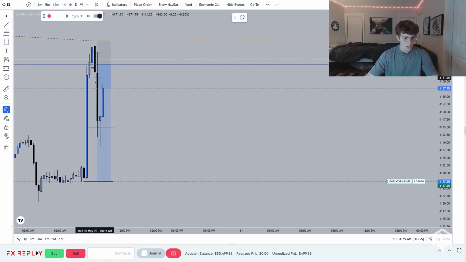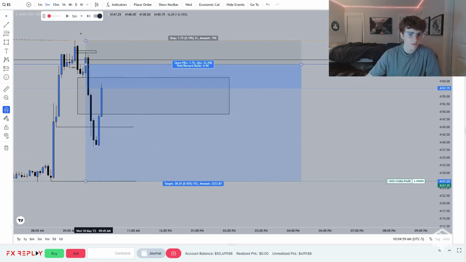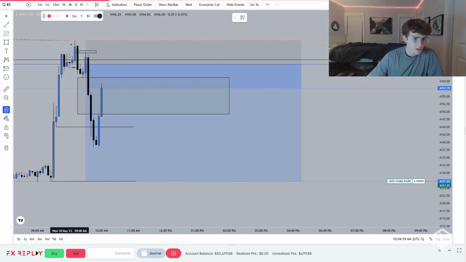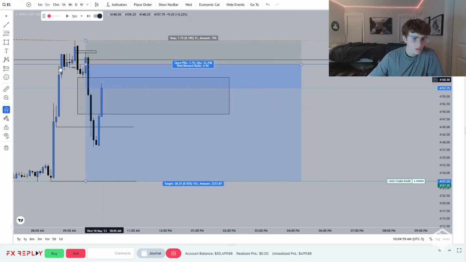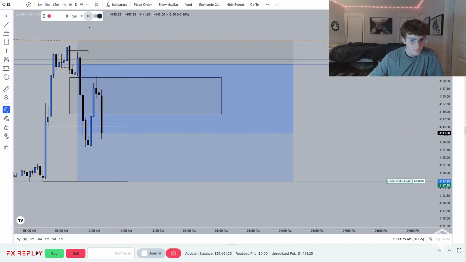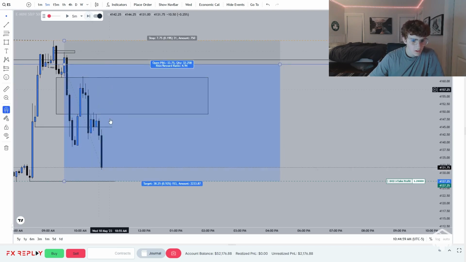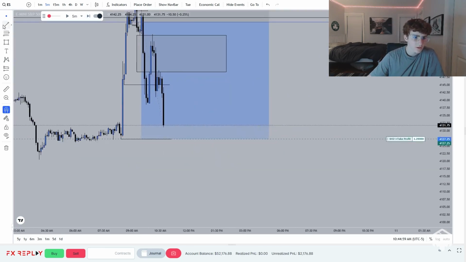Okay. Well, we came back into this 15-minute imbalance. I would think price wants to move lower from here after tapping into the 15-minute. It's also aligned with the 5-minute. It's also aligned with the equilibrium of this range. Okay, we're getting displacement candles out of it. Let's see. Okay, created another market structure shift here.